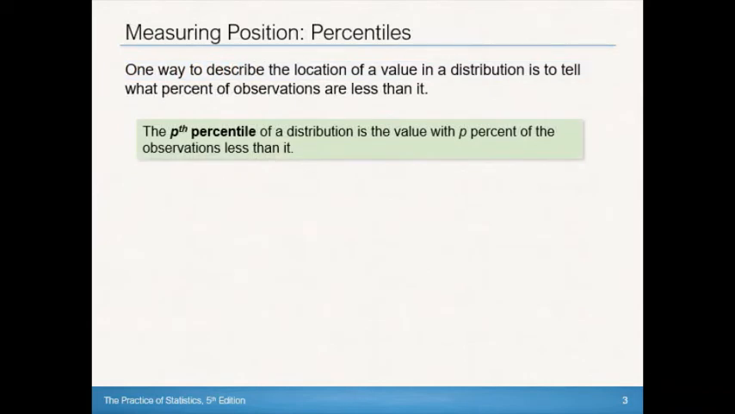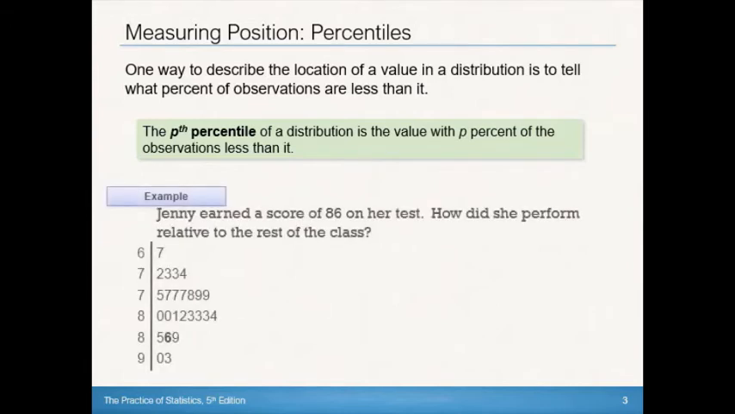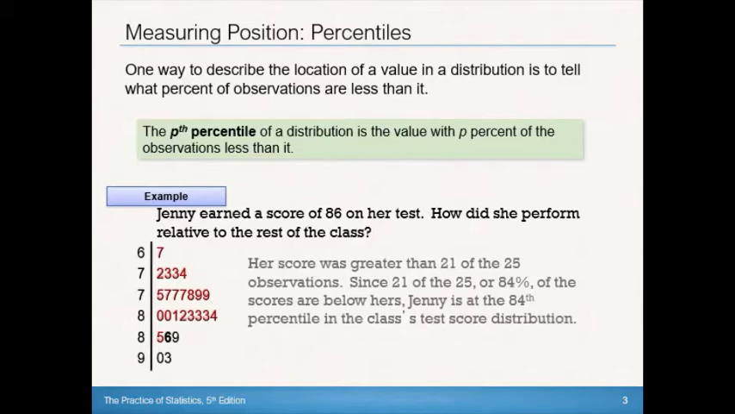All right, so the pth percentile. The percentile, in a distribution, is the percent of the observations that are less than the observation of interest that we're talking about. For example, Jenny scored an 86 on her test. We have a stem-and-leaf plot here of all of the scores from her class. You can see 86 there is in bold. Well, how well did she do compared to everybody else? So we would like to know what her percentile is.